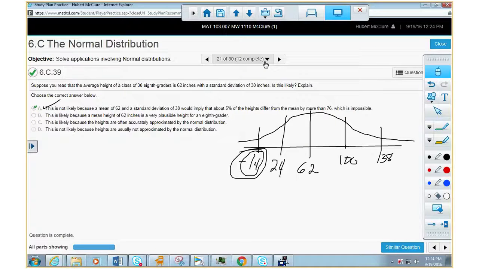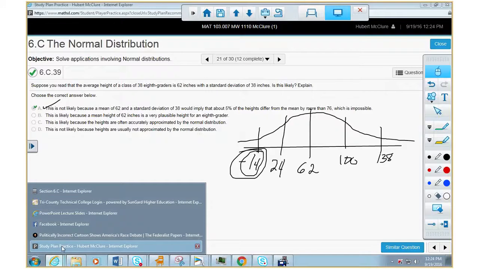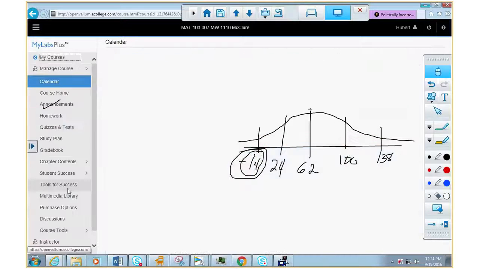All right, so that's that. So let's go back to the test. Wherever it went, I bet it went away. Did it go away? I doubt it. So we're going to go back to the grade book.